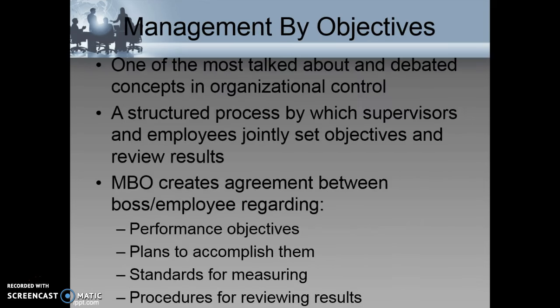We can also do management by objectives. This is where we have a supervisor and the employees sit down together to jointly set their objectives instead of the supervisors just setting them on their own. Okay? This is a highly debated concept as to whether or not it is effective. Essentially you're going to have an agreement between the boss and employee regarding their performance objectives, how they're going to accomplish them, how they're going to be measured, and then how we're going to go about reviewing those results. So we're empowering our employee as part of how we're going to assess them.